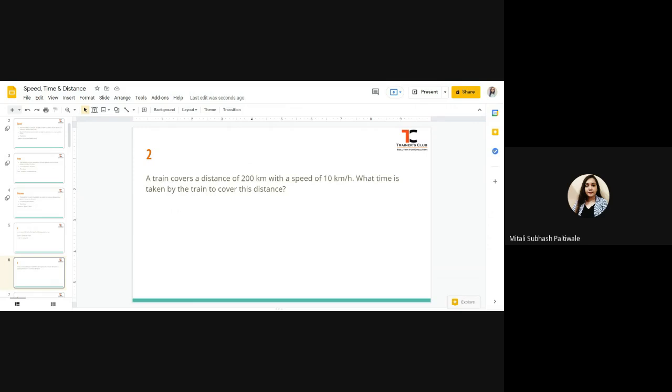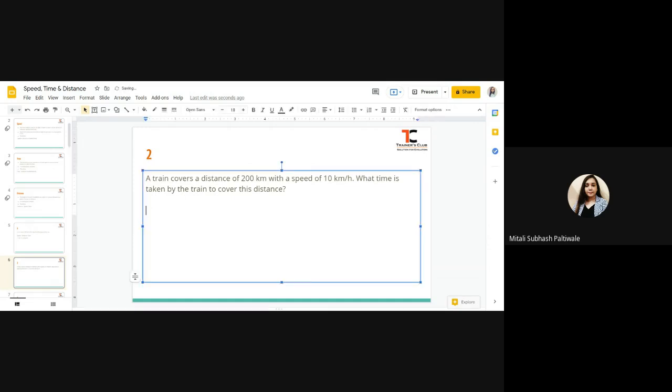Now let's get on to the next question. The next question says a train covers a distance of 200 kilometers with a speed of 10 kilometer per hour. What would be the time taken by the train to cover this distance? There was a formula for time as well. Time is equal to distance by speed, and here the distance is 200 kilometers and the speed is 10 kilometer per hour. So that is nothing but 20 hours. The time taken by the train to cover 200 kilometers would be 20 hours.